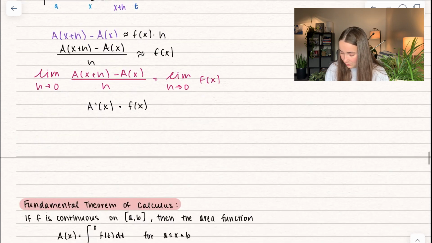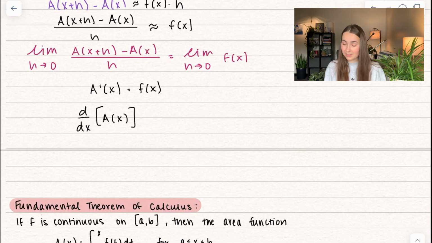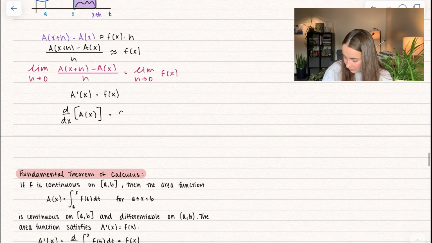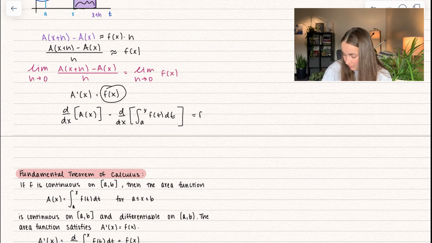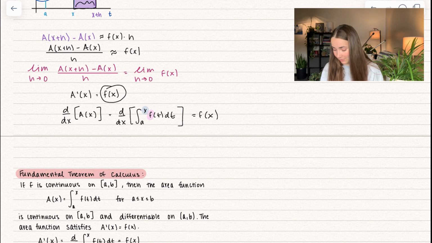So let's keep doing this. So I know this is the first derivative of our area function, but we already defined our area function, so I'm going to go ahead and replace that. So here we have the integral from a to x of f of t dt. But we already know what this is equal to. We know this is equal to f of x. So what we do when we differentiate an integral is we take our function, which we are taking the integral of, and we just plug in our variable, which is very nice, right? And that's the proof of the fundamental theorem of calculus.